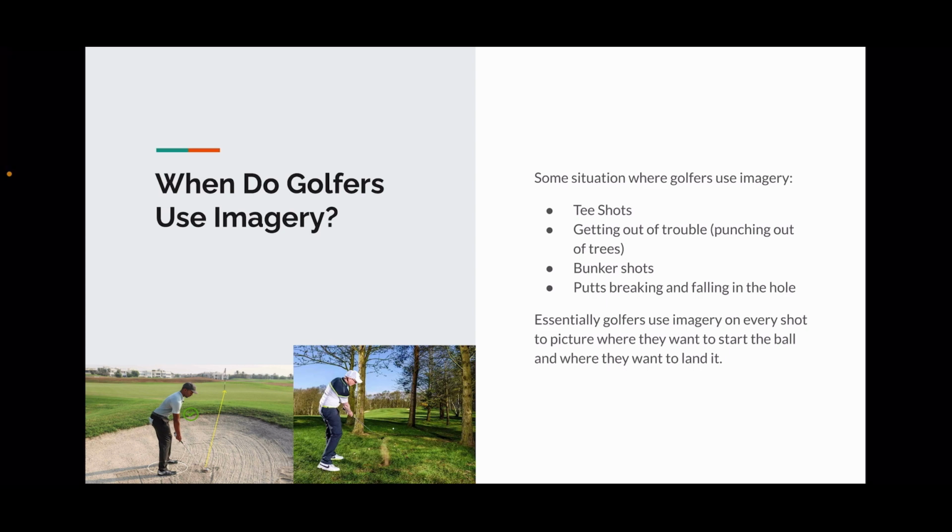The two pictures at the bottom, the first one is a man visualizing a bunker shot where he wants it to start. You can also see his feet and posture. The second picture is another male golfer getting out of trouble, meaning a punch shot. Using imagery on a punch shot is very beneficial because when punching out, you use a lot of curve, you move the ball, so being able to visualize where you want the ball to start and finish is extremely helpful in a punch shot situation.